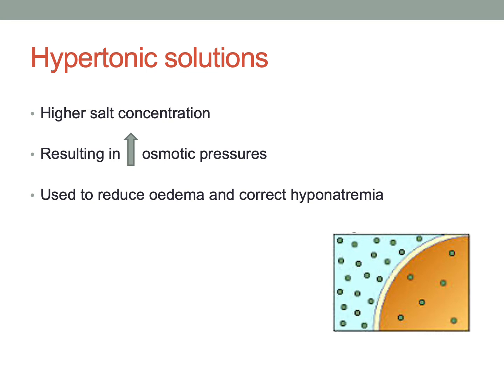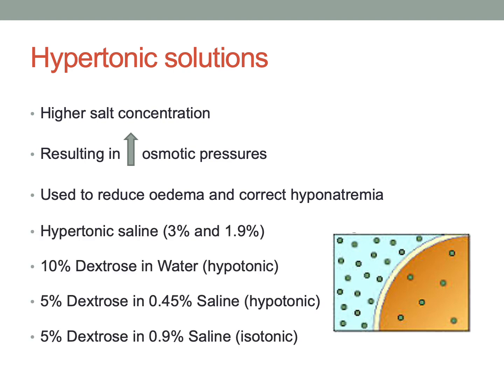Hypertonic solutions, as you can guess, are the opposite of hypotonic solutions, and they have a high molecule concentration which results in increased osmotic pressure, resulting in the pulling of fluids from our cells. These solutions are used to correct hyponatremia in some circumstances and to reduce edema, mostly cerebral edema. There are different types of hypertonic solutions that you can get. Hypertonic saline, both 3% and 1.9%, are mostly used in the correction of cerebral edema or severe hyponatremia.